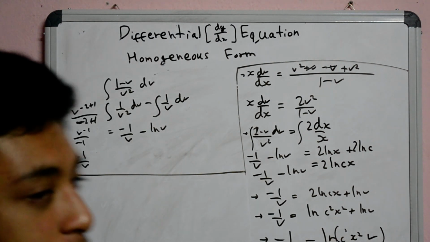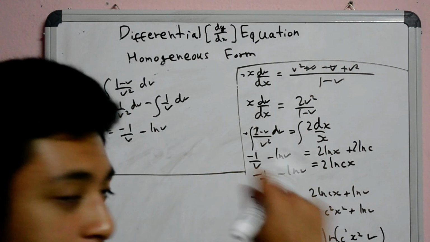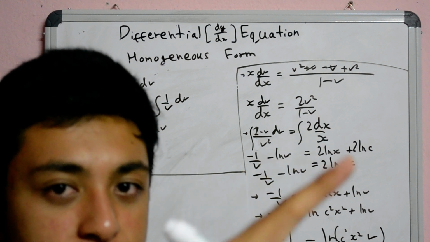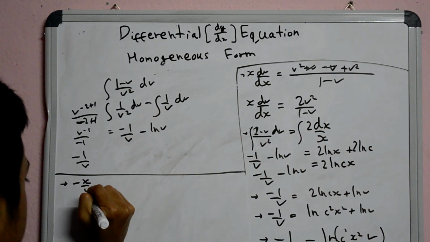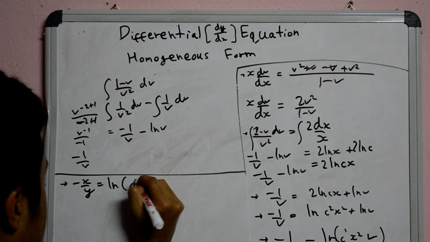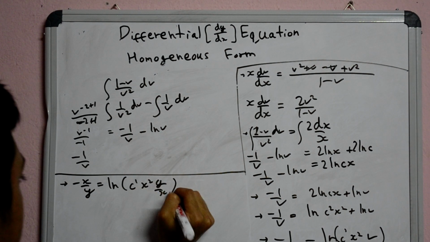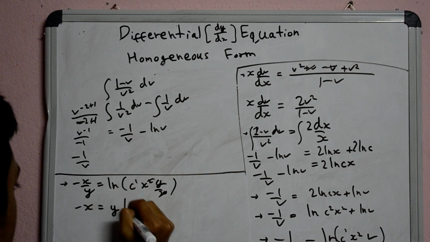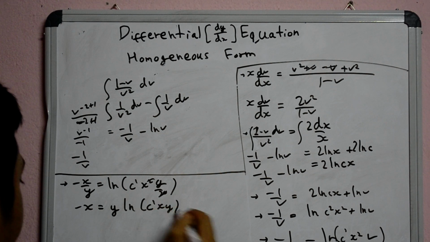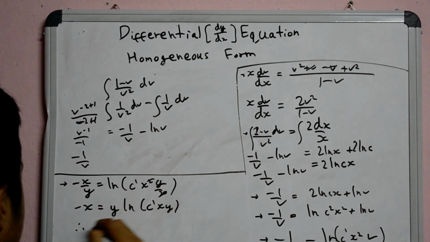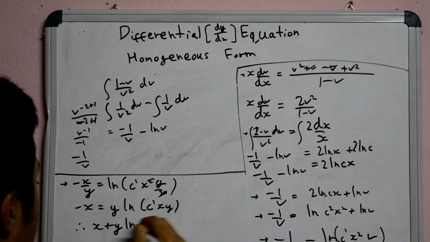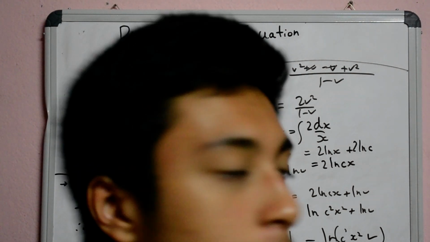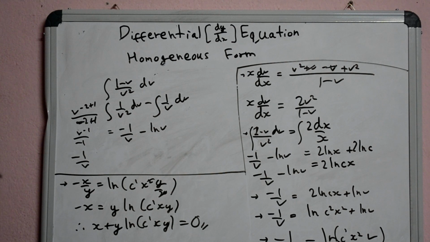Now we need to put v as a function of y and x again. So we know v equals y/x. So minus 1/v, or 1/v, is just x/y. So we get minus x/y equals ln c dash x square into y/x. The x and this square cancel, and minus x equals y ln c dash xy. And finally we can put the x over here, so we get x plus y ln c dash xy equals 0. So we have just solved a homogeneous form of a differential equation, and this is the required general form.